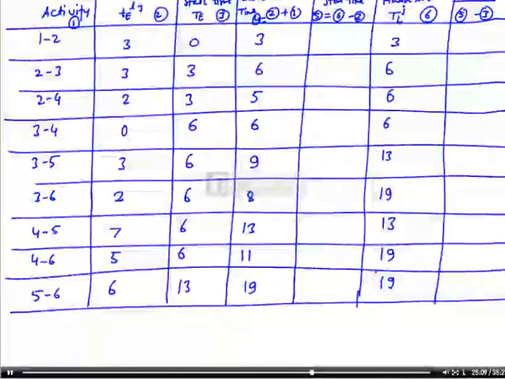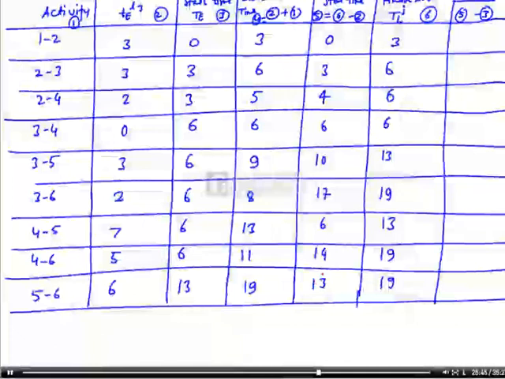Now to calculate latest start time, we have to subtract average duration of the project from latest finish time. So this will be 3 minus 3, this will be 0. This will be 6 minus 3, this will be 3. 6 minus 2, this will be 4. This is 6 minus 0, this will be 6. 13 minus 3, this will be 10. 19 minus 2, this is 17. 13 minus 7, this is 6. 19 minus 5, this is 14. 19 minus 6, this will be 13.